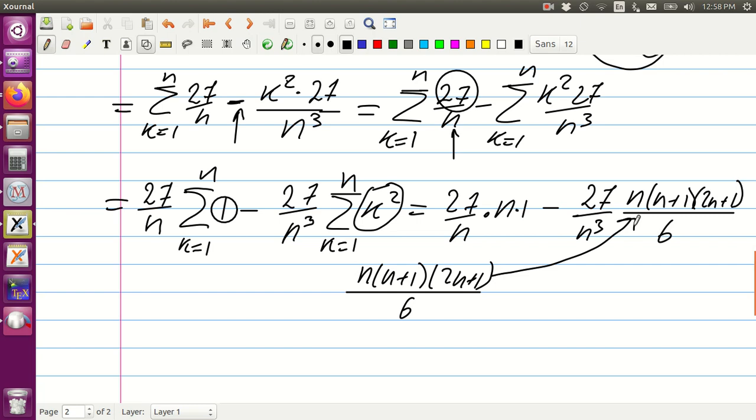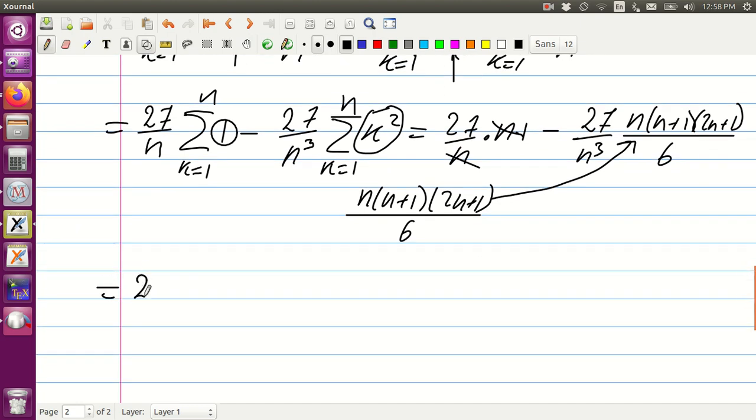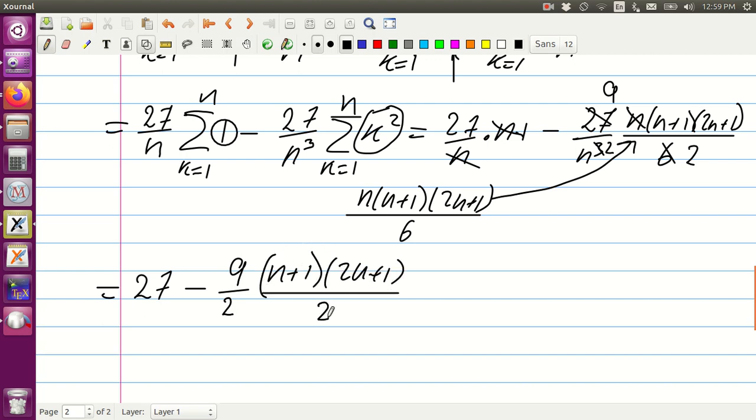All right, so let's see what we can cancel. This n and this n can go away, and so we're left with 27. This n and one of these n's goes away, and 27 and 6 we can divide by 3, so this would be 2 and this would be 9. So we have minus, we have 9 from the top, we have 2 from the bottom. In the numerator, we have n plus 1, 2n plus 1 divided by 2. 2 is gone, n squared.